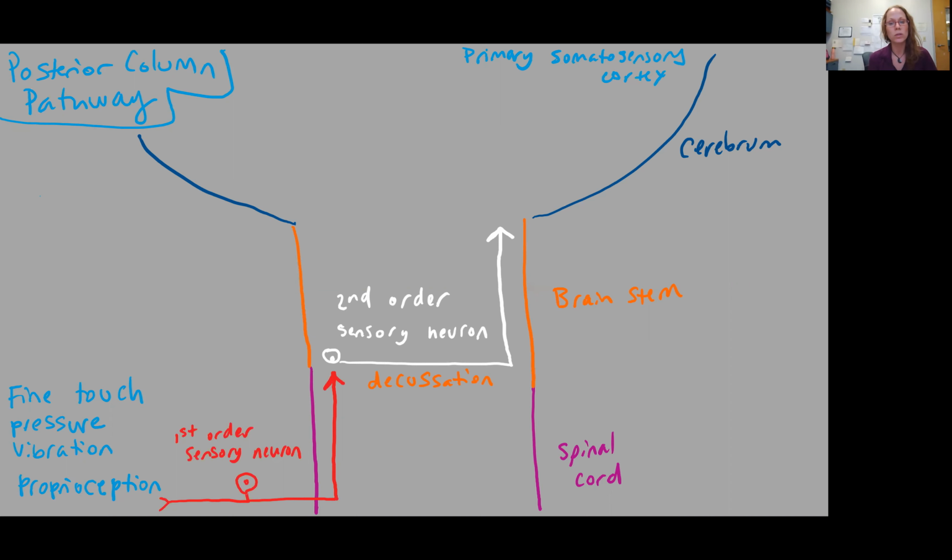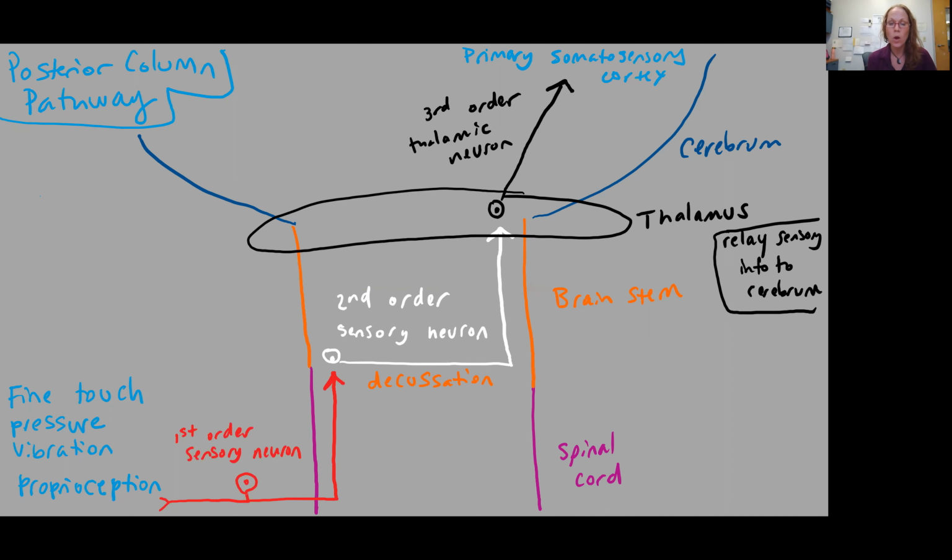The second order sensory neuron is taking that information onto the thalamus, where it synapses onto our third order sensory neuron. Our third order sensory neuron, by definition, is housed in the thalamus, so we can also call it our thalamic neuron. The thalamus, remember, is our relay center.